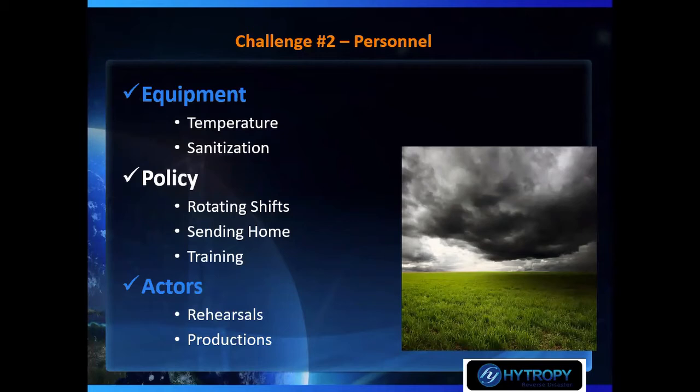You have to have new policies dealing with personnel. You need to have things dealing with rotating shifts. I've had this question come up a few times asking me about volunteers who are maybe septuagenarians or octogenarians.